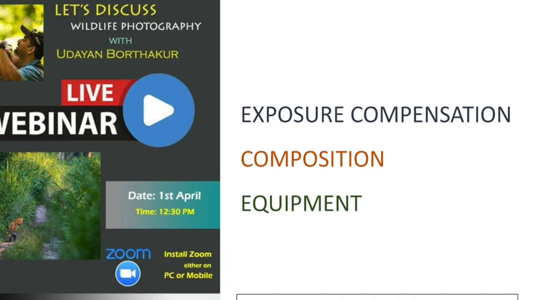Yeah. So another question from Palash Nath. Thanks for the presentation. I have noticed that in most of the photographs shown today, you have used matrix metering. Do you also use spot metering, especially in the context of bird in flight? Yeah, do you use spot metering, especially in the context of bird in flight, right?